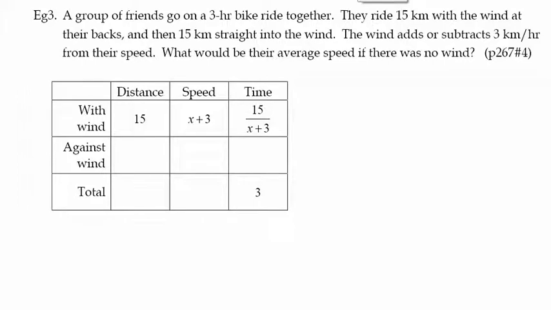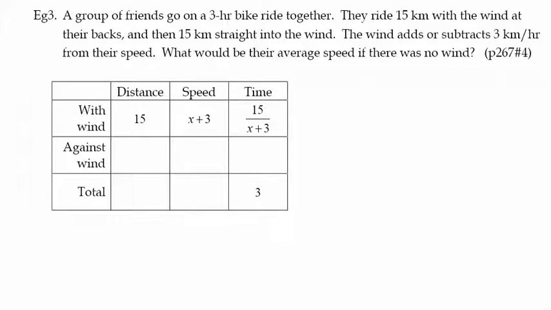When we are solving a word problem involving rational expressions, the best way to do it is to start with a table. The questions in this unit would usually involve speed, distance, and time, or sometimes instead of distance, they talk about the job done, like the previous example. But here in this example, they talk about a group of friends going on a 3 hour bike ride together. 3 hours.